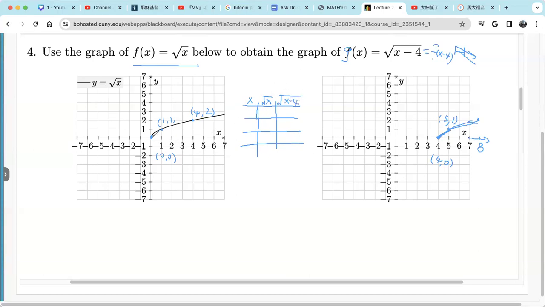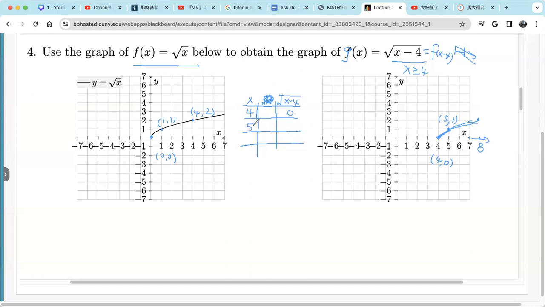You see here, we cannot pick, let's skip this square root of x. We cannot pick 0, 1, 2, 3. Why? Look at the domain of this one. The domain is x has to be greater than or equal to 4. So we have to start with 4. So let's start with 4. So if x is 4, we get 0, because 4 minus 4 is 0. Square root of 0 is 0.